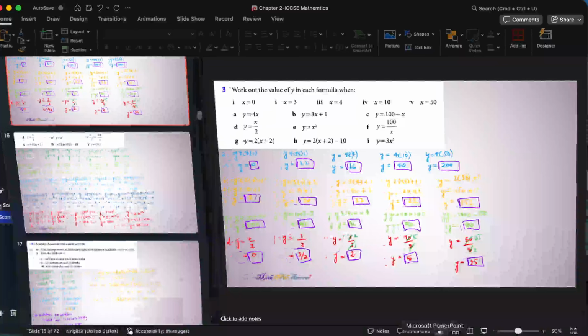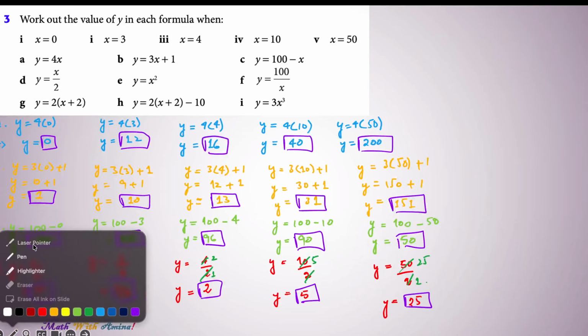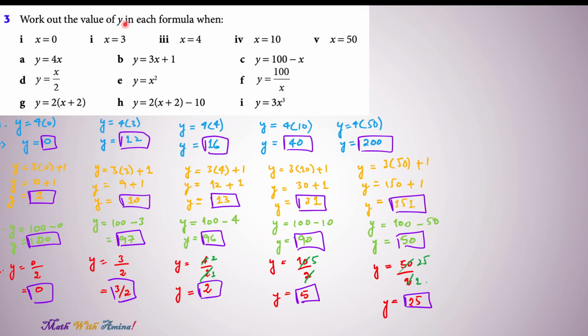Welcome back. We have question number 3 that asks us to work out the value of y in each formula when x is equal to 0, x is equal to 3, x is equal to 4, x is equal to 10, and x is equal to 50. So in this question we are given an equation and several values of x. Our task is to find the corresponding value of y for each value of x.